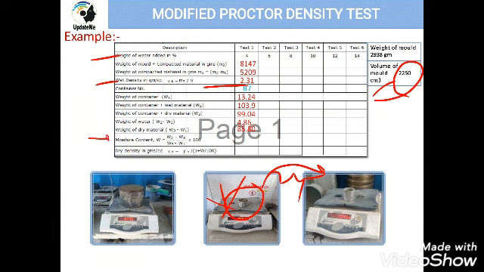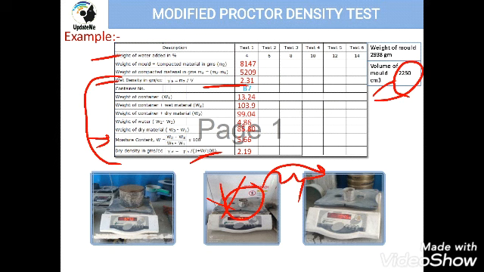Next one is the moisture content. The formula for moisture content is the weight of water upon the weight of dry material. So this will come around 5.66%. What is the dry density? Dry density will be bulk density upon 1 plus w. We have already seen the formula, so it will come around 2.19.